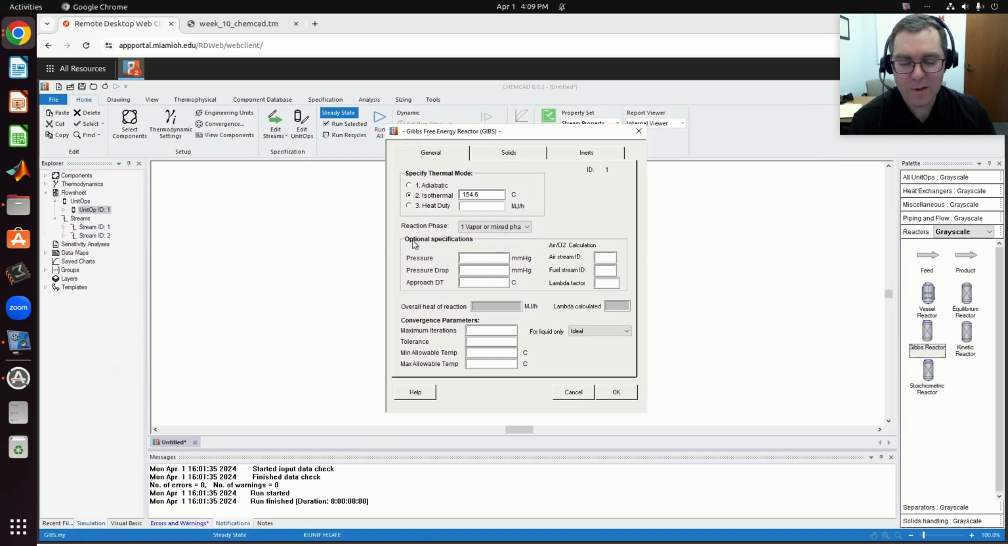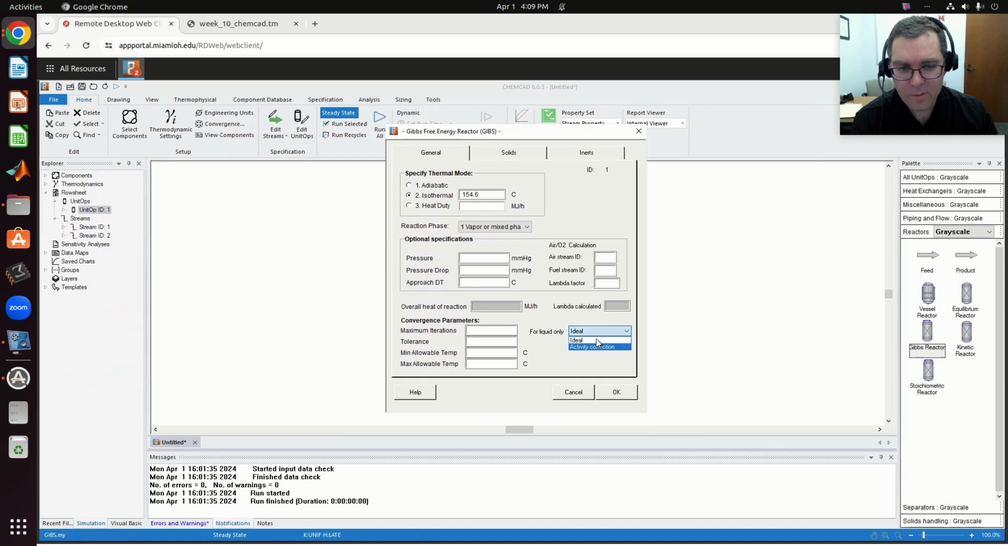You could again specify, so if the reactants are coming in at 760 millimeters of mercury, you could specify a different pressure for the reactor. You could specify pressure drop, all of that good stuff. But I'm just going to specify it's isothermal, and then we'll calculate a heat of reaction.